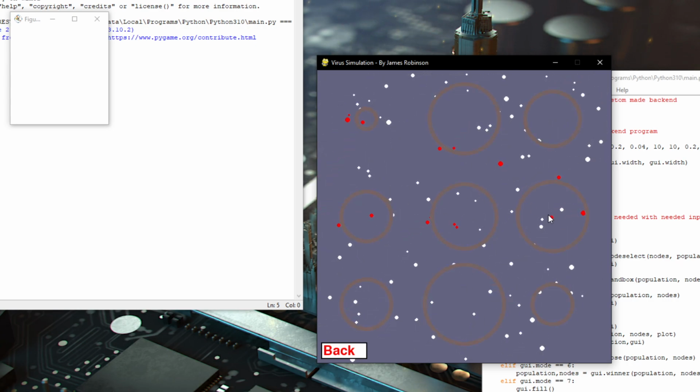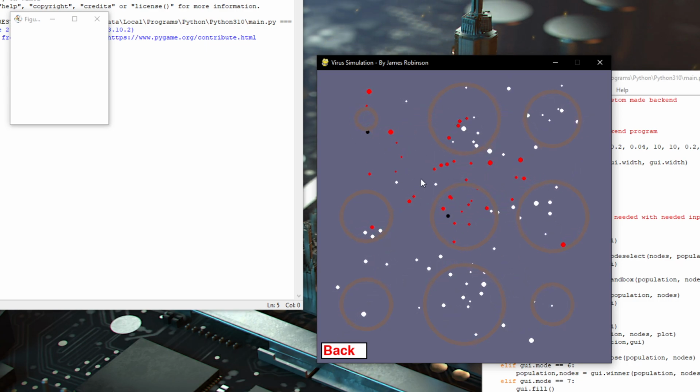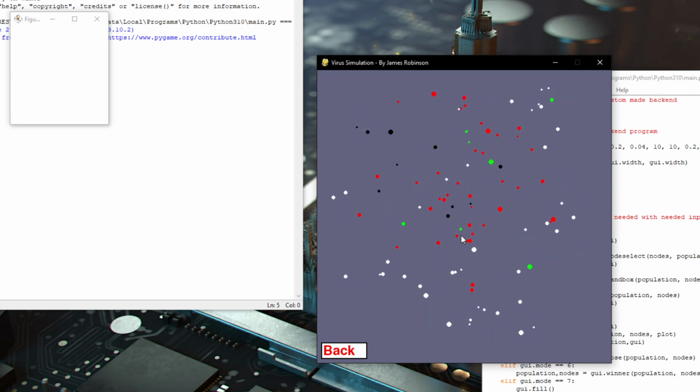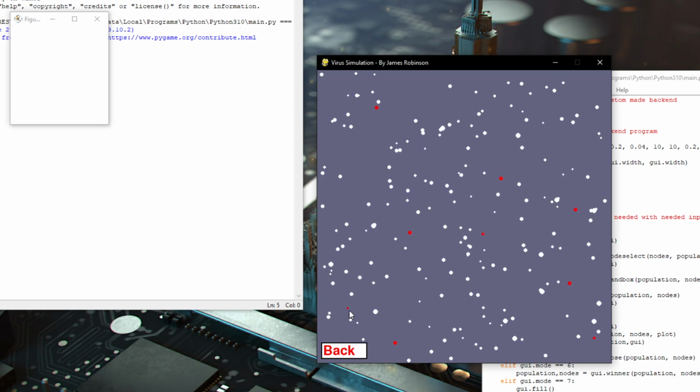You can see now it's nighttime, so all the nodes, or the particles, or the people, you can call them, go back to their houses, and they have families allocated. Every night they go to the same place. If we go back now, we can change the population, for example, to 200, which then when we click play, there's twice as many nodes.